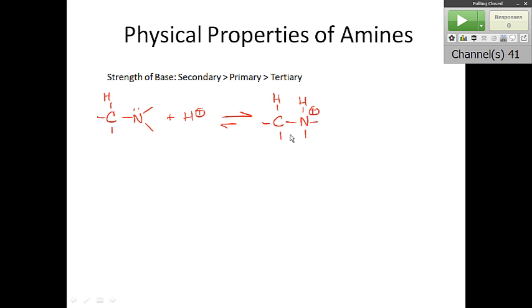Make it more substituted. So what happens with the carbon? The carbon, the hydrogen becomes delta plus, the carbon becomes delta minus, and an alkyl group can stabilize the N plus charge by donating electron density.